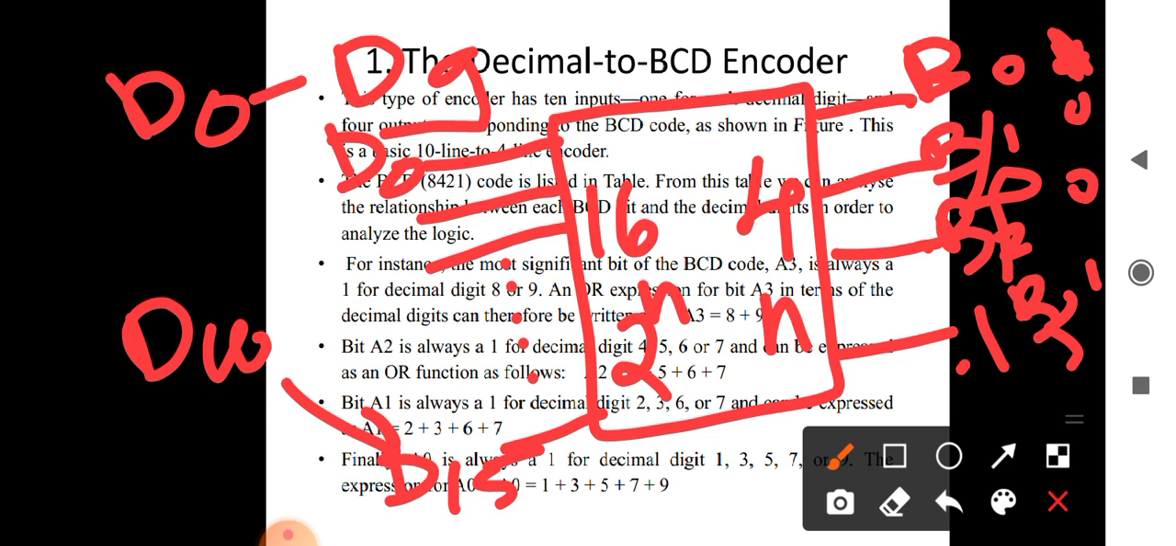So this is the formula. 2 raised to 4 is how much? 16. When we say 4 outputs, it is 4. So 2 raised to 4 is 16. So 16 inputs and 4 outputs is only possible. But what happens here? D0 to D9 inputs are only considered, and D10, D11, D12, D13, D14 and D15 inputs are considered as don't care inputs.